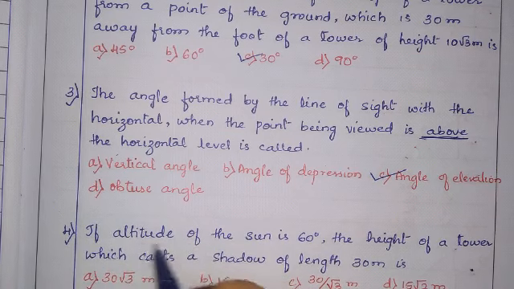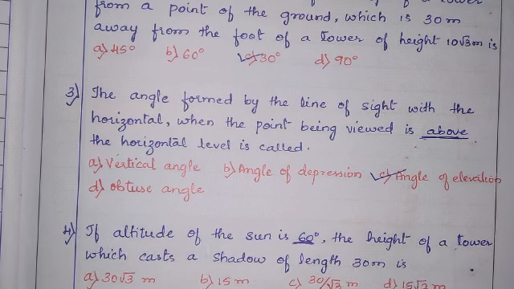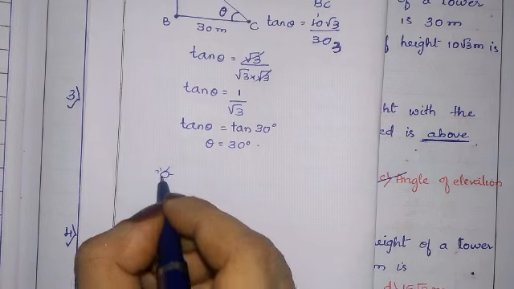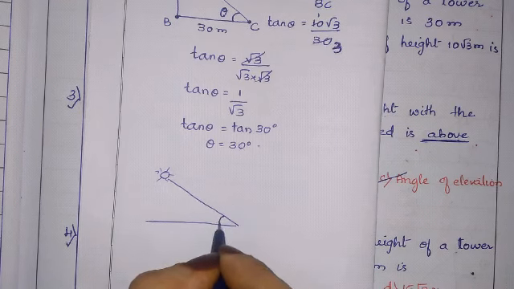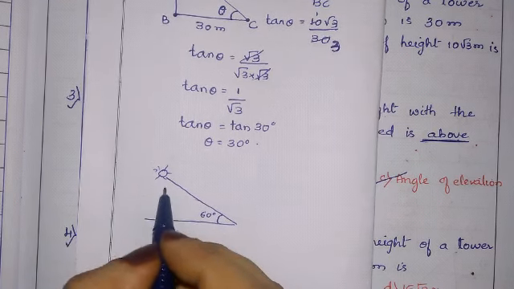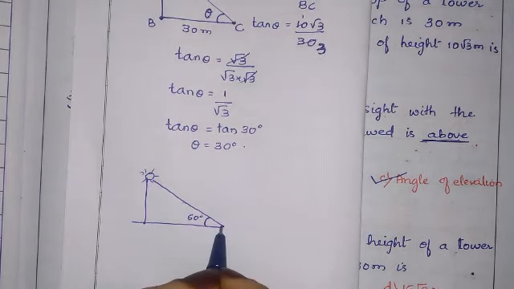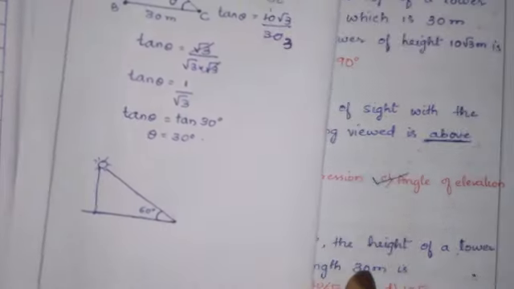If the altitude of the sun is 60 degrees, the height of the tower which casts a shadow of length 30 meter is. We need the height of the tower which casts the shadow of length 30 meter. We will draw, for example, this is the sun. I will just draw a rough figure. The sun's altitude, what they have told, is 60 degrees. The height of the tower we need to find. We don't know it, but due to the sun's altitude, the tower casts a shadow of how much? 30 meter they have told.